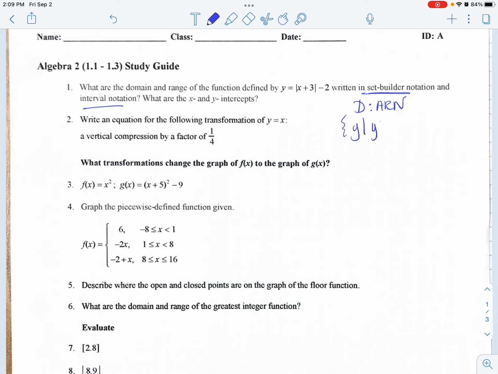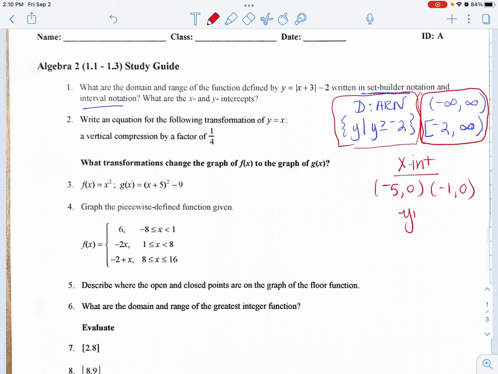Okay, so the x and y intercepts, let's go back to the graph. We can see here the x-intercepts are at, what, -1 and 5, and the y-intercept is at +1. So we're just going to state those two numbers. So the x-intercept is at, what was it again? -5 and -1, there we go. -5 and 0, and -1 and 0, and the y-intercept was 0 and 1.